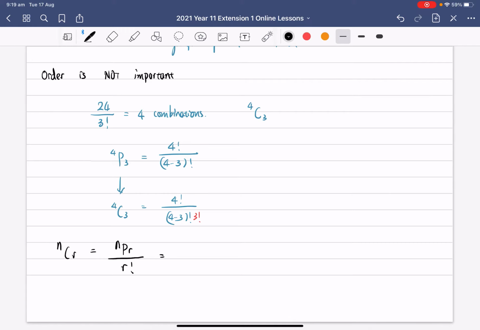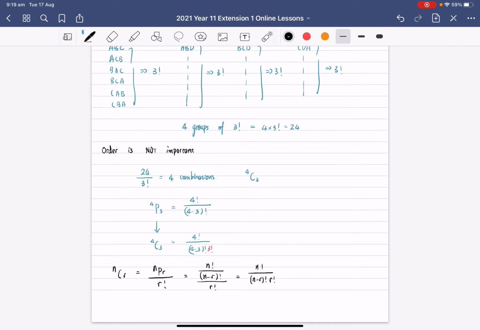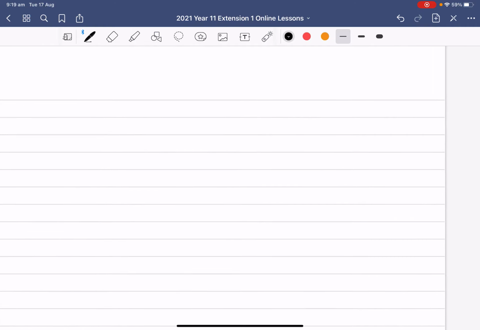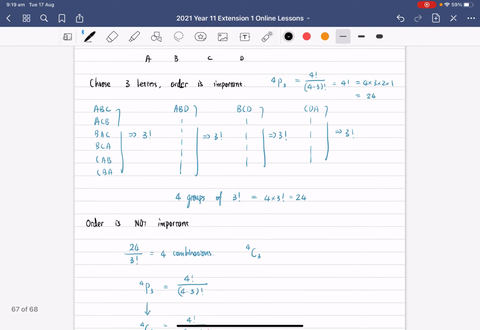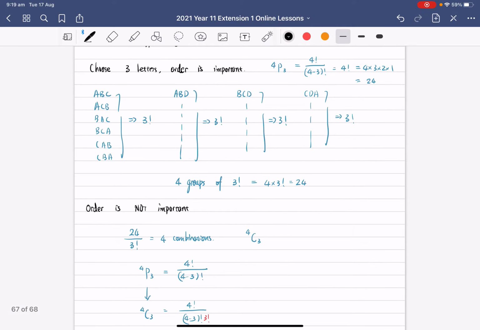Now, we know that NPR is equal to N factorial over N minus R factorial. And if we divide by R factorial again, eventually we get the formula N factorial over N minus R factorial and R factorial. And that is the formula for NCR. This formula is something that you need to remember. The proof is just based on the previous example question. It's very simple. I hope you understand it.